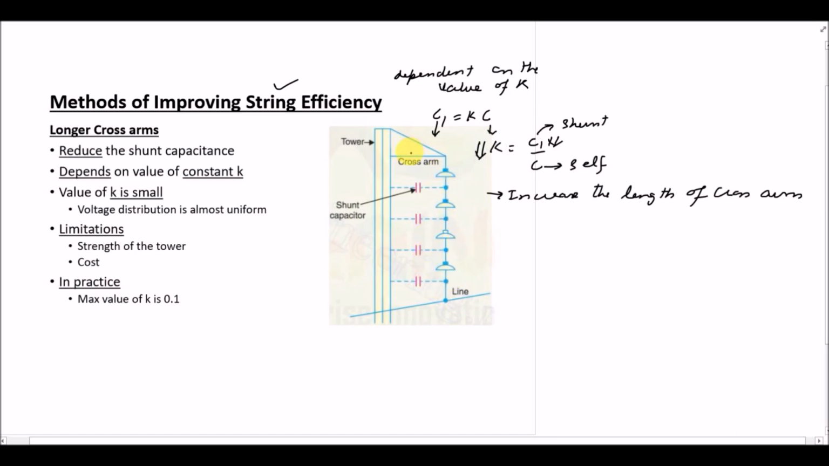Now there is one limitation. If we are increasing the length of the cross arm, the tower should be strong enough to support the cross arm, right? If we have to make stronger towers, then it will be more costly. So this is the only limitation if we have to use longer cross arms. In practice, usually the maximum value of k is 0.1, so it cannot be more than 0.1. So this is one method in which we can increase the string efficiency, by using longer cross arms.